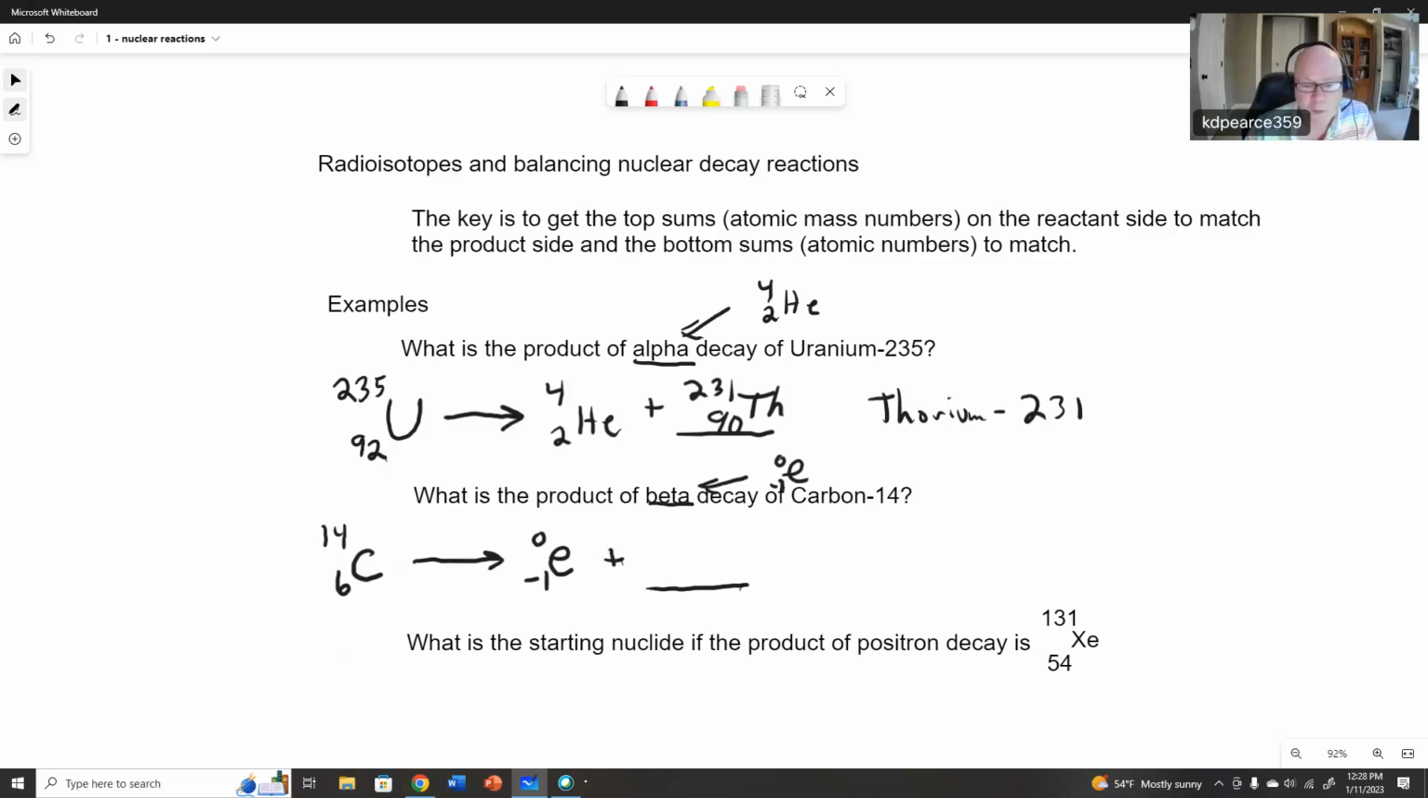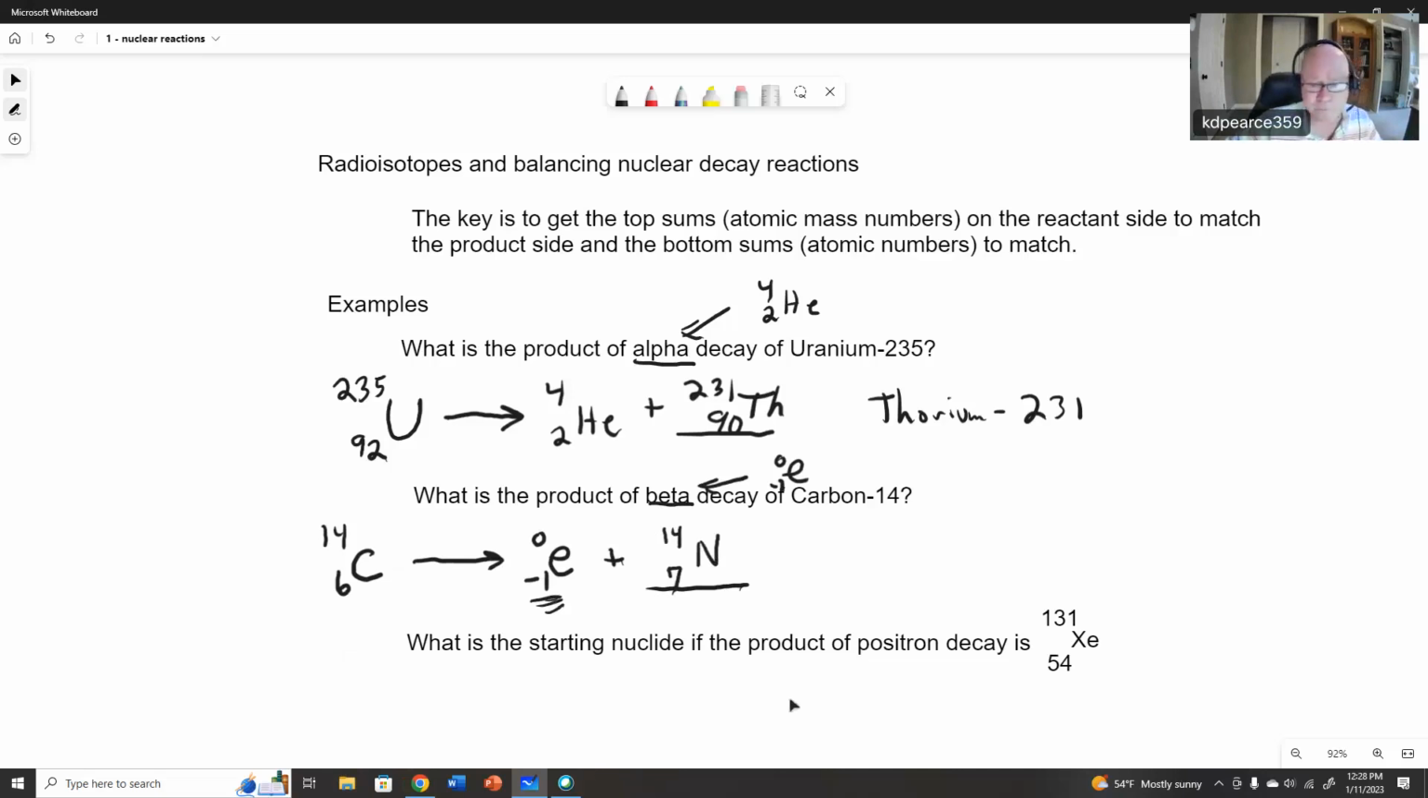Now you have to be careful with beta decays because what do we have here? We have a -1 on the bottom. But let's do the top first. So what plus 0 gives me 14? Well, that's easy. That's 14. But what plus -1 gives me 6? And that's actually 7. It's a common mistake to say, oh, it must be 5 because 5 plus 1 gives me 6. No, you're subtracting off that -1. And we look on our periodic table to find what is element number 7, and it is nitrogen. So we just made nitrogen-14 from the decay of carbon-14.